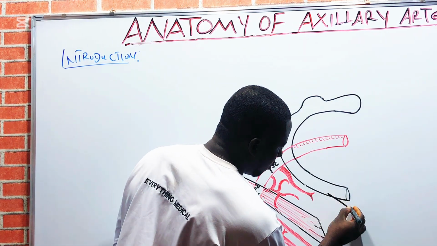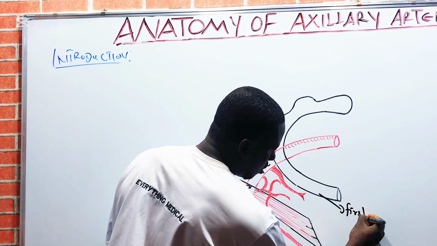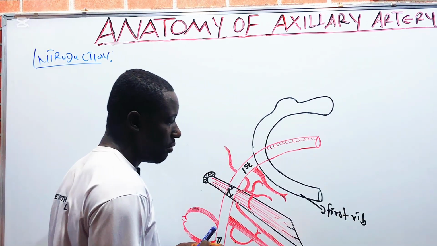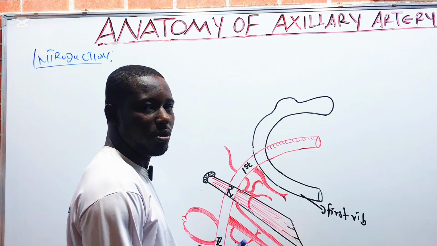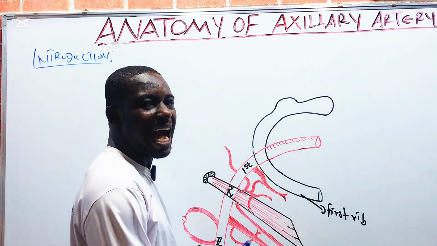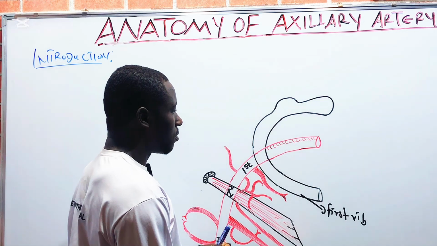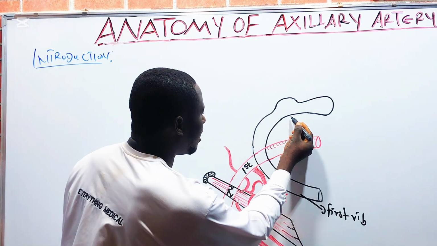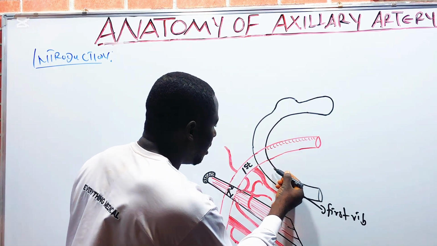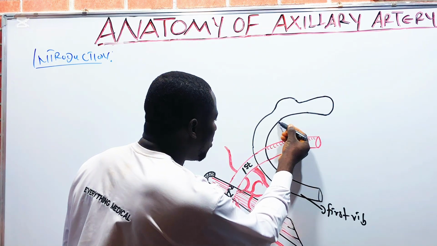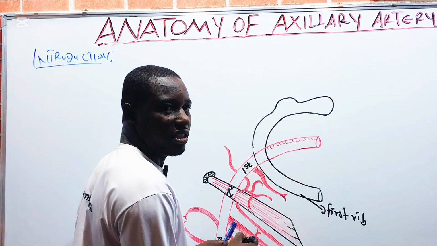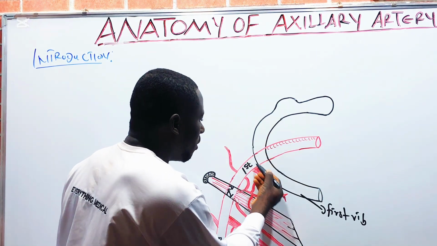The first rib is the most curved rib we have. It is arched. So this is the first rib. Now, here is the outer border, I mean the inner border. This is the inner border of the first rib, while here is the what? The outer border of the first rib.